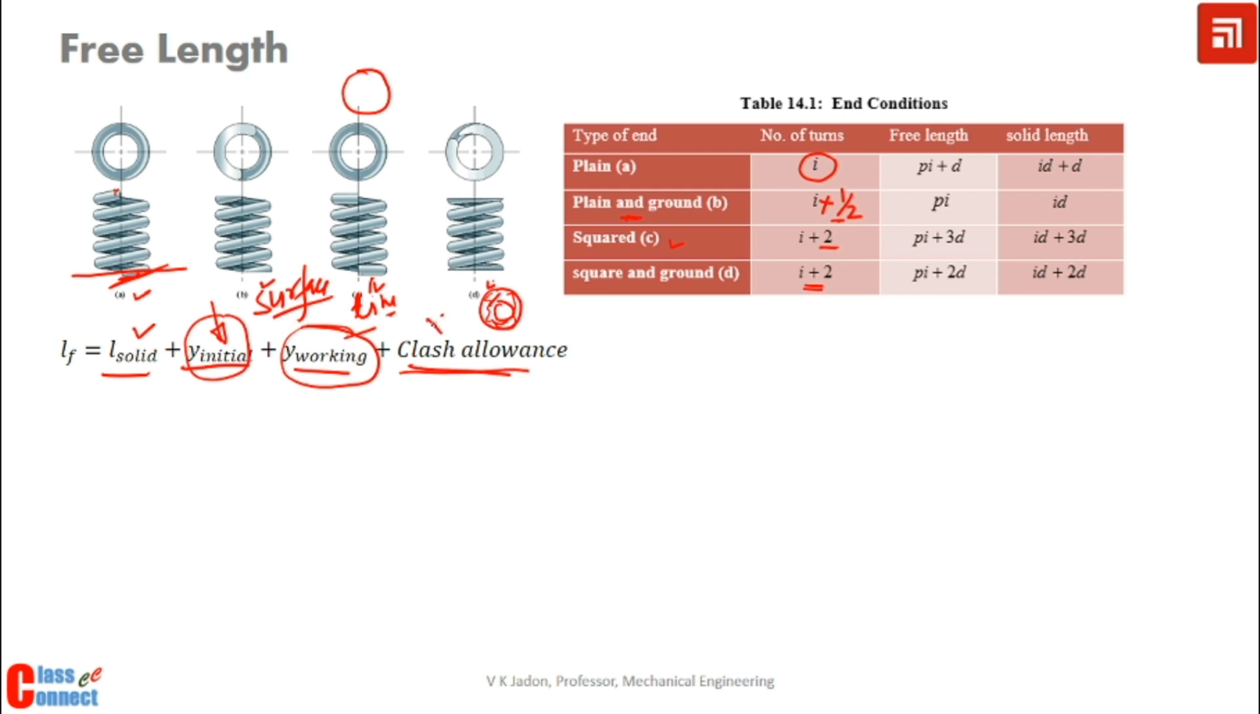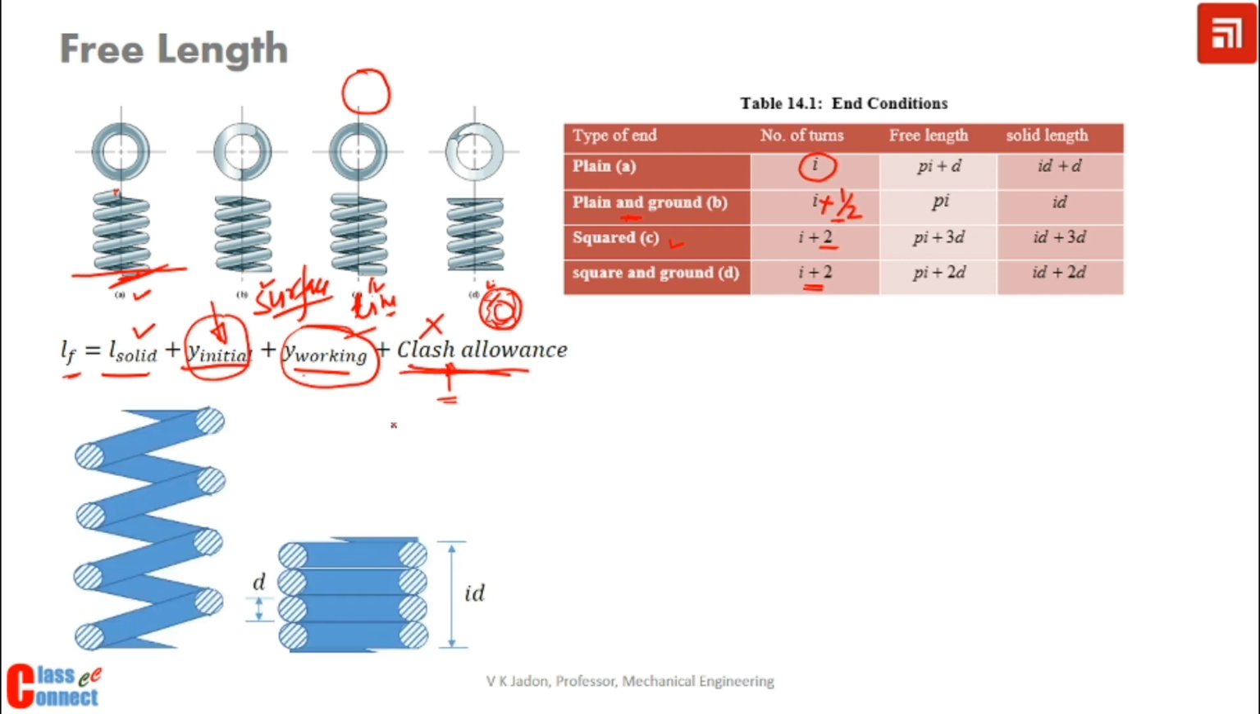If we do not have clash allowance, then when the maximum load is applied, the coils of the spring will be in contact with each other. We do not want that, and that is why some clash allowance is provided. We do not want the clash, which would increase wear and tear and cause noisy operation. So this is how we can find the free length, and the solid length is given by this.